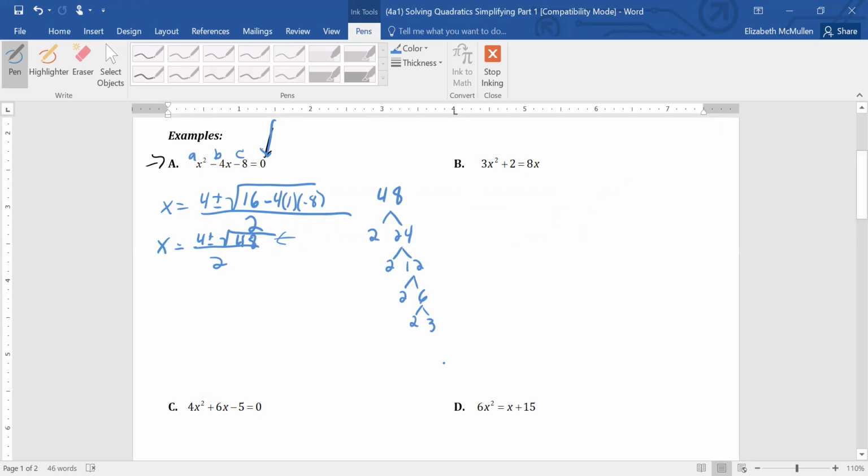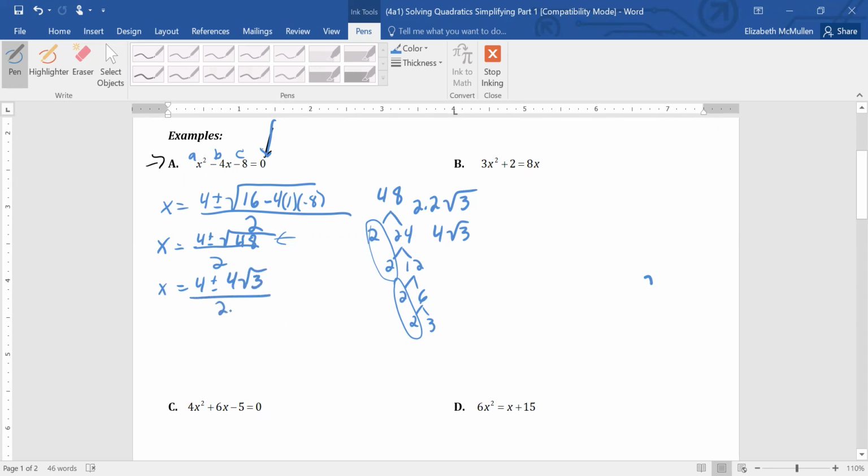All right. So because it's a square root, I need groups of 2 that will come out. So 2 groups of 2. So 2 times 2 comes out. 3 stays in. So I would have 2 times 2 radical 3. So this simplifies to 4 radical 3. All right, so x equals 4 plus or minus the square root. Hang on, write it properly, Elizabeth. All right, 4 square roots of 3 over 2.